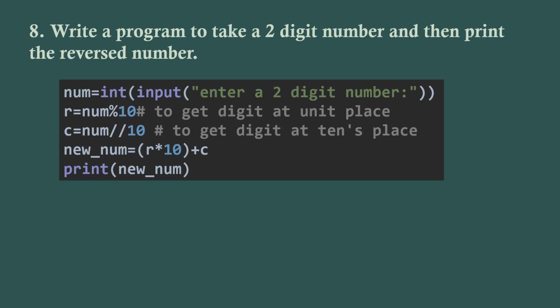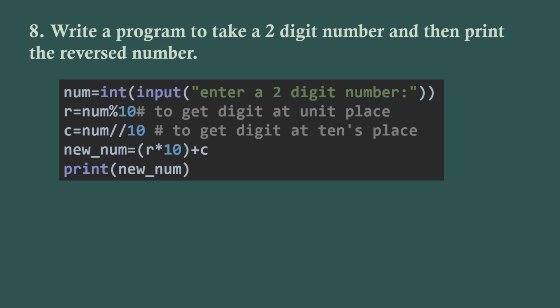That means you have to do floor division to get the whole number as the quotient. So after doing floor division, whatever value you get, that is the digit at the tens place. Like this you will get these two digits, the one at the unit place and the one at the tens place. Now the reversed number should be like this. The digit at the units place will be multiplied with 10, and the digit at the tens place will be added to it.